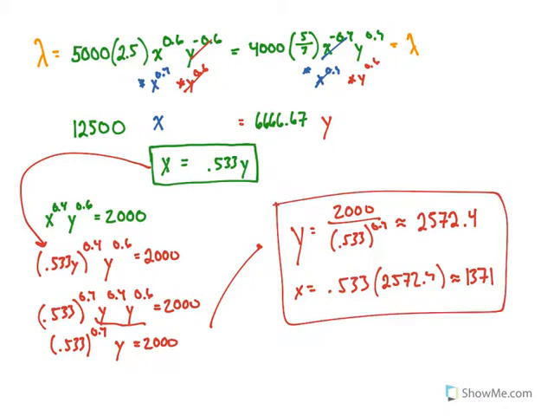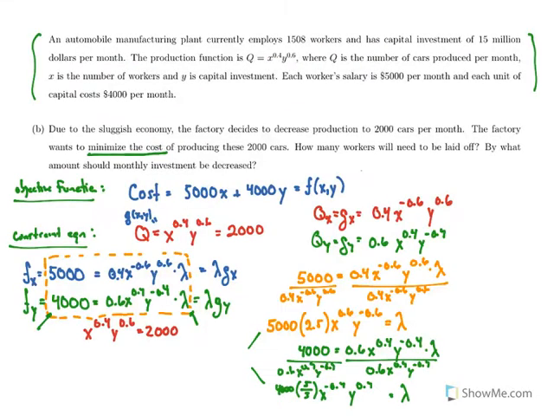All right, so now let's go back to the original question. We have 2572.4, 1371. Let's actually answer the question now. All right, how many workers will need to be laid off? Well, we know now that x equals 1371 is how we're going to minimize cost. So we should have 1508, what we started with, minus 1371, which is 137 workers should be laid off.